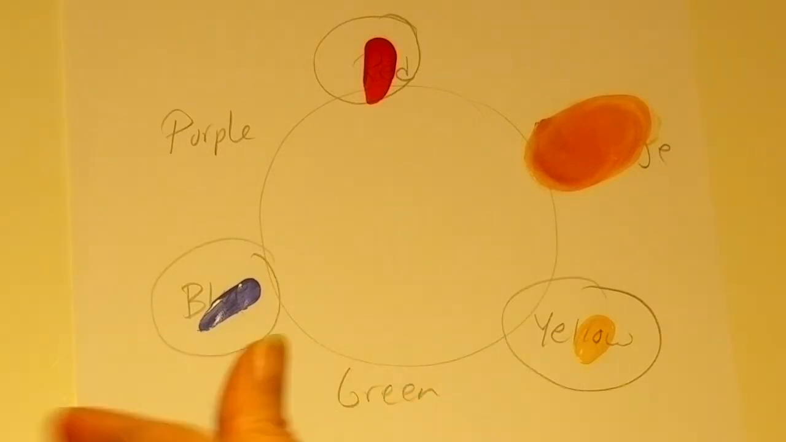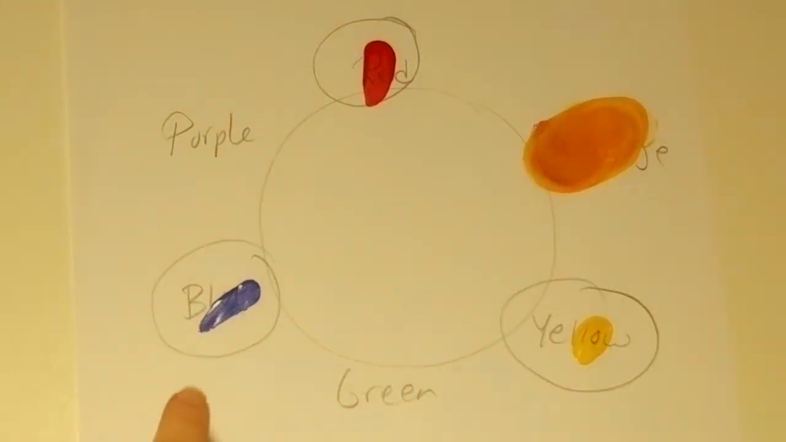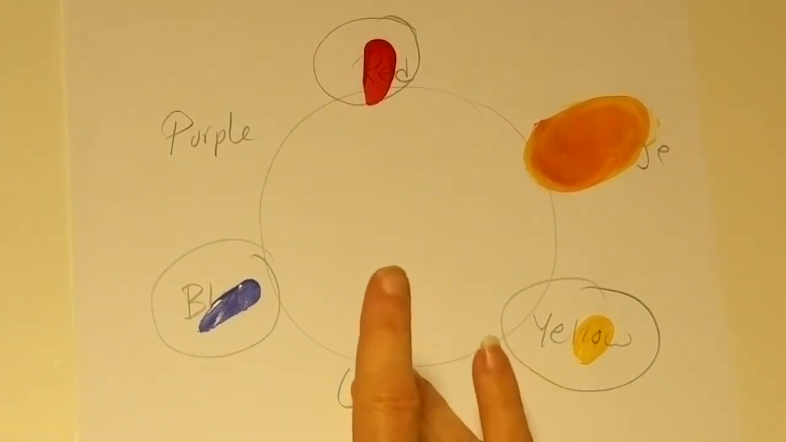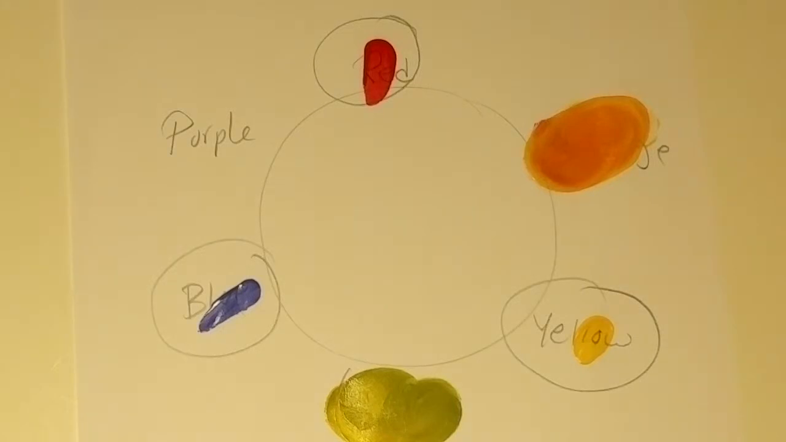If we did blue and yellow. Well, let's see. Make sure I have the yellow. Blue and yellow. What do you think we'll get? Let's see. Looks pretty green to me.